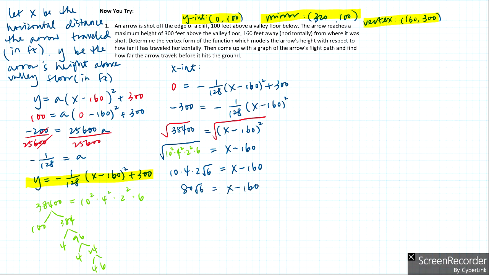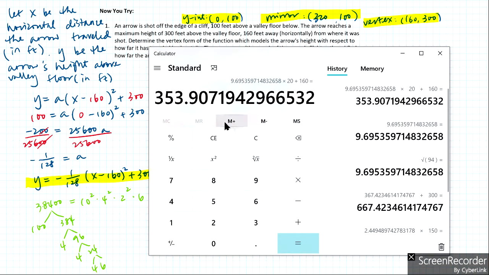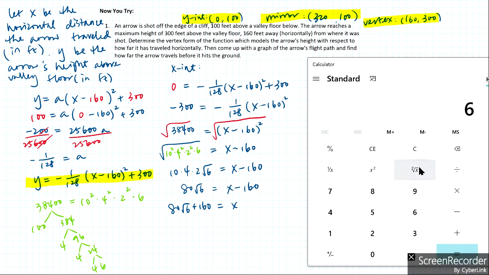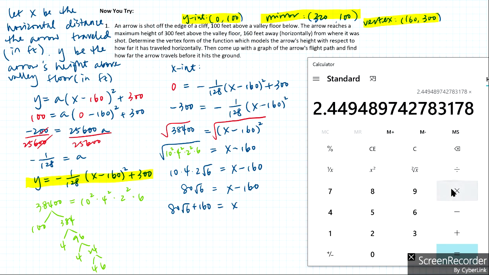And to find x, add 160 on both sides. That's equal to x. And for the same reason as before, we want to go ahead and simplify this number so we can use the estimated value to graph. And here we have the square root of 6 to start with. And we can multiply this by 80, then add 160. So altogether we get about 356 feet.